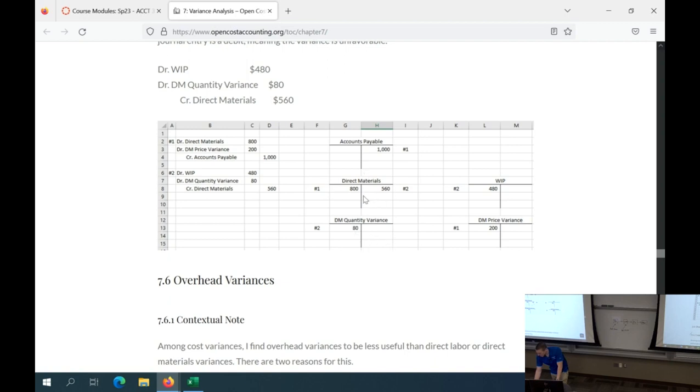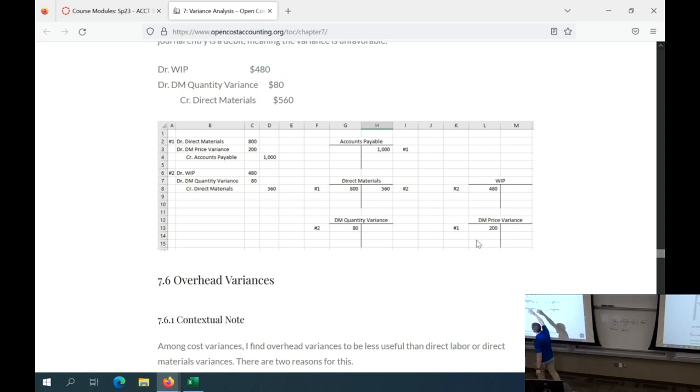All right, so the direct materials account here and accounts payable and WIP, all these are the key touch points here. We have accounts payable at full actual, direct materials at half actual, half standard, WIP at full standard. And then it allows us to peel off a quantity variance and a price variance expense account right here.